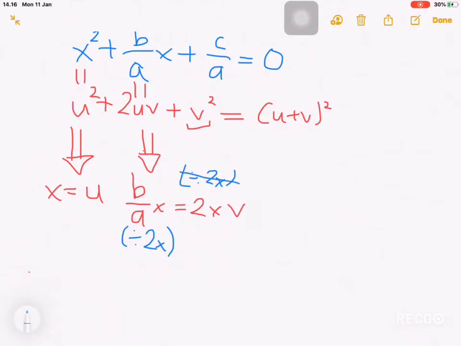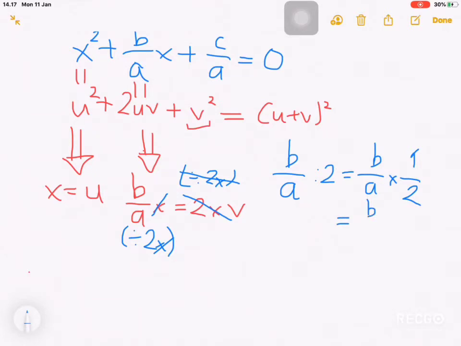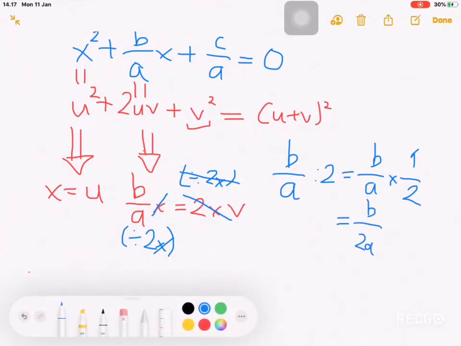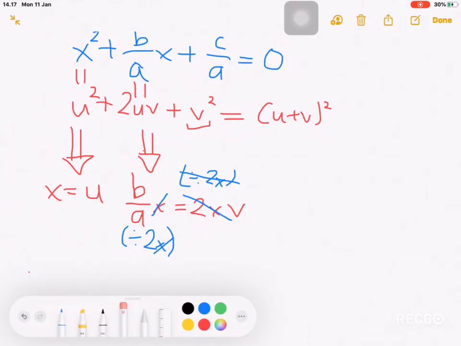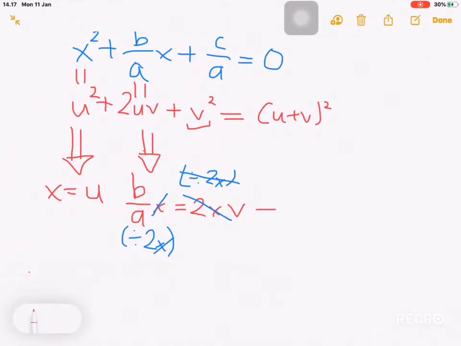Okay, so notice this 2x will cancel with this 2x, this x will cancel with this x, leaving us with b over a divided by 2. I'll just rewrite this right there, b over a divided by 2. But we can just say this is the same as b over a times a half, and this is all equal to b over 2a. There we go. So I'm just going to clear that out. We're going to rewrite this as b over 2a. And notice this is exactly the value of v we want to find. So we have v equals b over 2a.